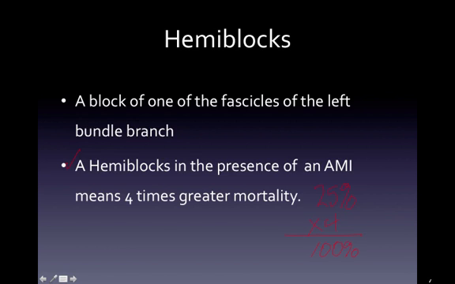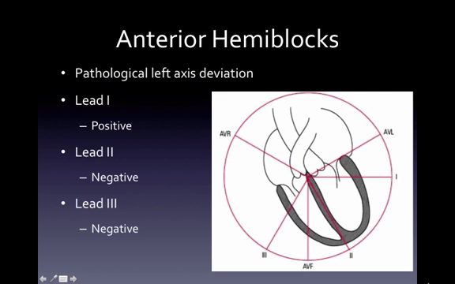You see a hemiblock, the patients can be sicker. The fascicles of the conduction system are already blocked. And very simply, it means that it may increase their mortality. Alright, so an anterior hemiblock, and we're going to talk about these in turn here. This is a block of one of the fascicles, the anterior fascicle, more specifically. AV node, right bundle branch, left anterior fascicle, left posterior fascicle. So we have a block of the left anterior fascicle.